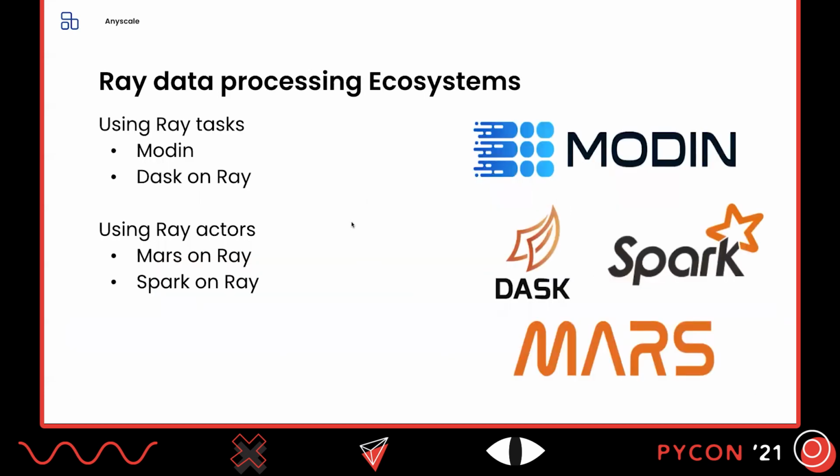Ray was originally very ML focused, but we've had drastic improvements over the last year, and that's something I'm going to talk about very soon. As a result, we've been able to support many third-party data processing integrations on top of Ray, such as Modin, which is a distributed pandas, and also Dask on Ray, which is very useful for anyone who's using NumPy and pandas, and other famous data processing libraries like Mars or Spark.